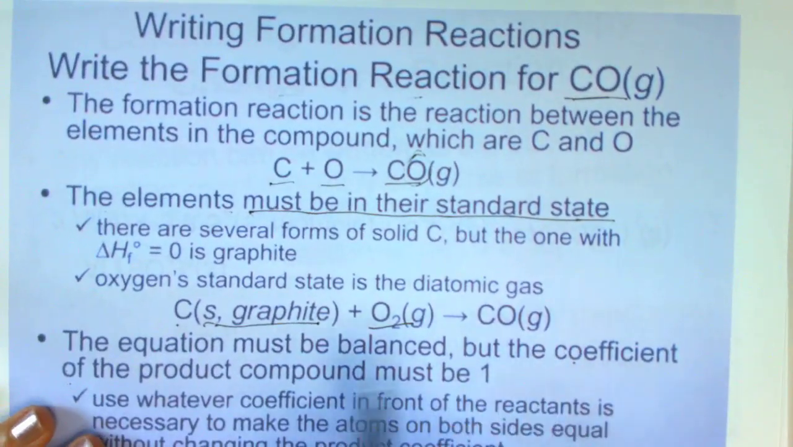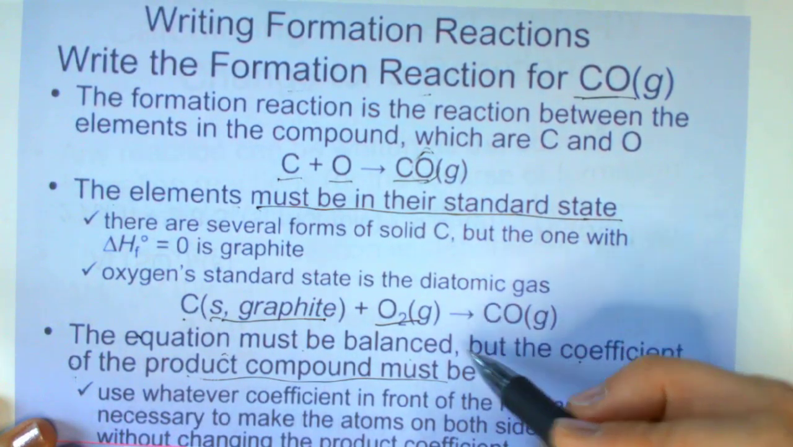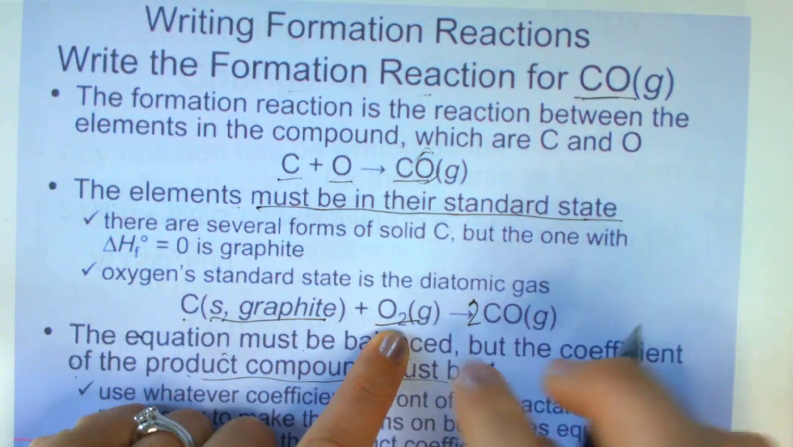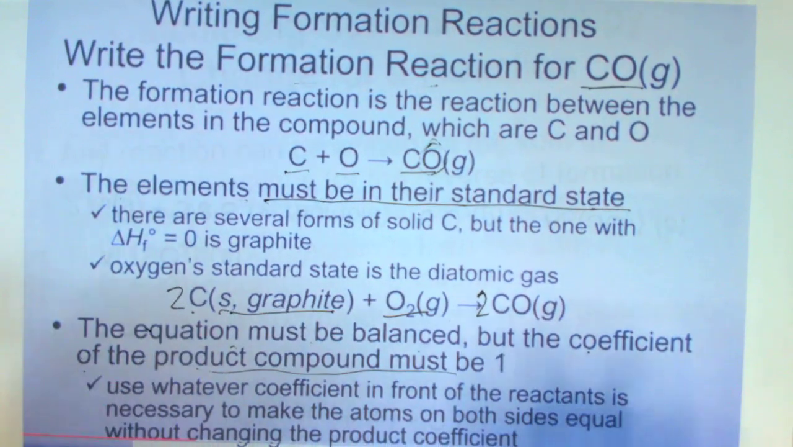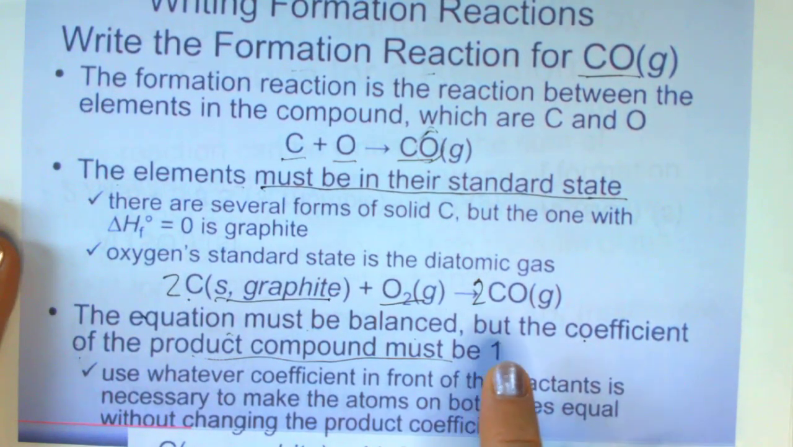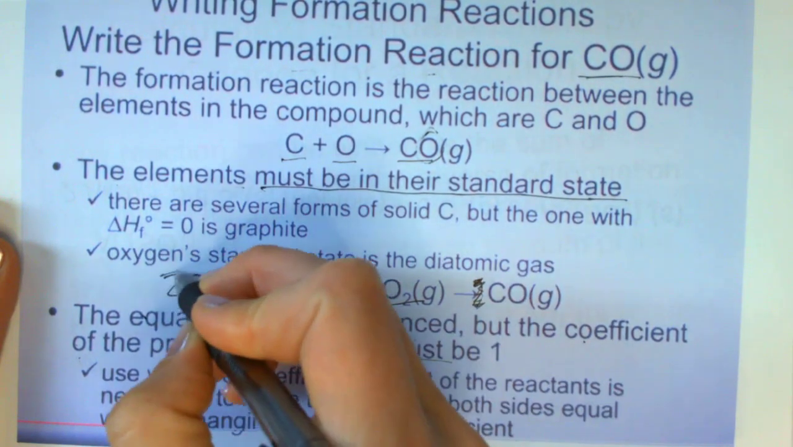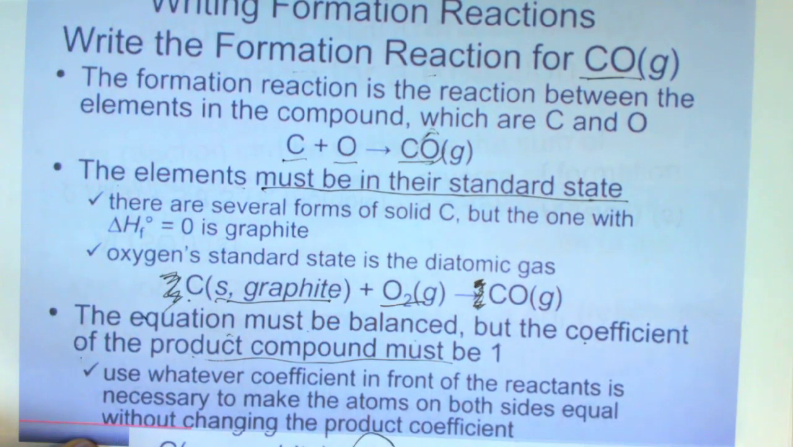Then we need to make sure that the equation is balanced, but the product compound has to have only 1 mole, because if I wanted to balance this, our first reaction is to go, oh, I have 2 oxygens on the left, let's have 2 on the right. Oh, now I have 2 carbons, let's have 2 carbons on the left. That is also balanced, but following these rules, our final resulting compound has to be 1. So I can't just throw that out there. I need to have half of an O2. So use whatever coefficient in front of the reactants is necessary to make the atoms on both sides equal without changing the product coefficient. This is 1 mole of carbon monoxide.